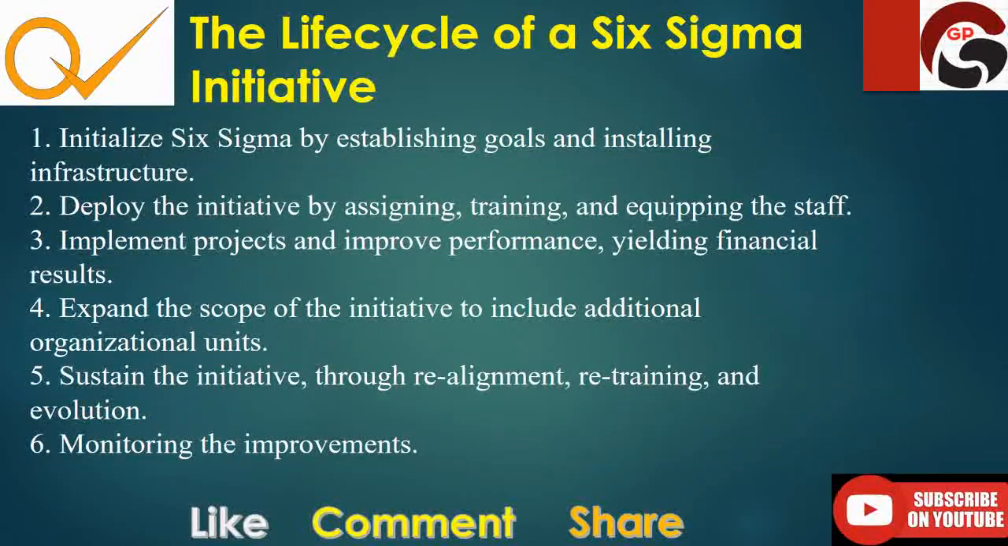The life cycle of Six Sigma initiative. Initialize Six Sigma by establishing goals and installing infrastructure. Deploy the initiative by assigning, training and equipping the staff. Implement projects and improve performance, yielding financial results. Expand the scope of the initiative to include additional organization units. Sustain the initiative through realignment, retraining and evaluation. Monitoring the improvements.